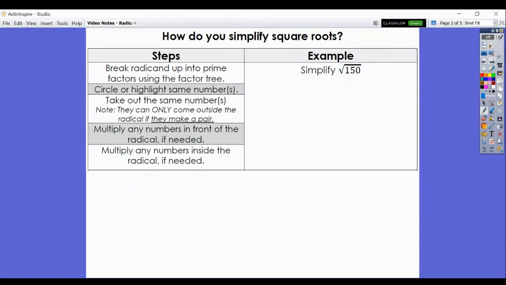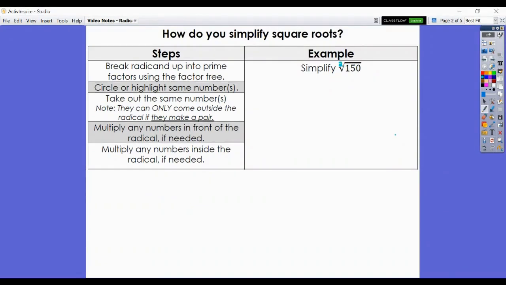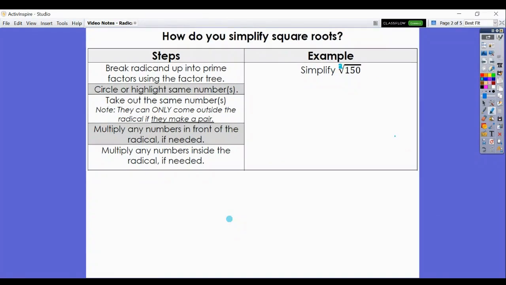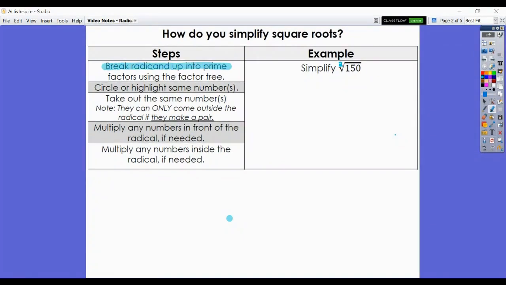Let's go ahead and do our first example of simplifying the square root of 150. Again, it's a square root. When there's no number there, we know it's a 2. First step is I'm going to break down the radicand, the number underneath the radical, into prime factors using a factor tree. A factor tree starts like this, where I will be breaking up 150 into two numbers that will multiply back to the 150.